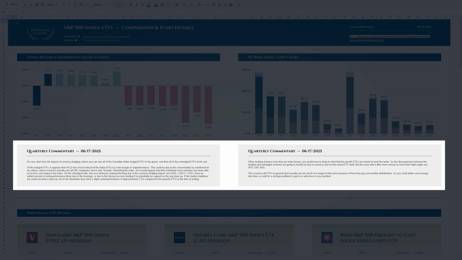Then, directly below each chart is a commentary section, where I'll look to add some insights based on what the charts are showing at the time. It's not meant to be investment advice, but it's just to give you some context when looking at the charts.